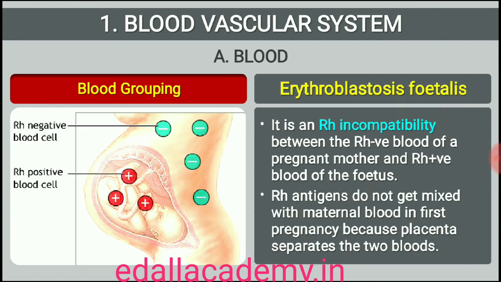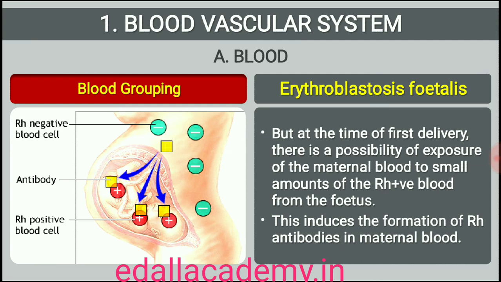A special case of RH incompatibility, mismatching, has been observed between the RH negative blood of a pregnant mother with RH positive blood of the fetus. RH antigens of the fetus do not get exposed to the RH negative blood of the mother in the first pregnancy, as the two bloods are well separated by the placenta. However, during the delivery of the first child, there is a possibility of exposure of the maternal blood to small amounts of the RH positive blood from the fetus. In such cases, the mother starts preparing antibodies against RH antigen in her blood.